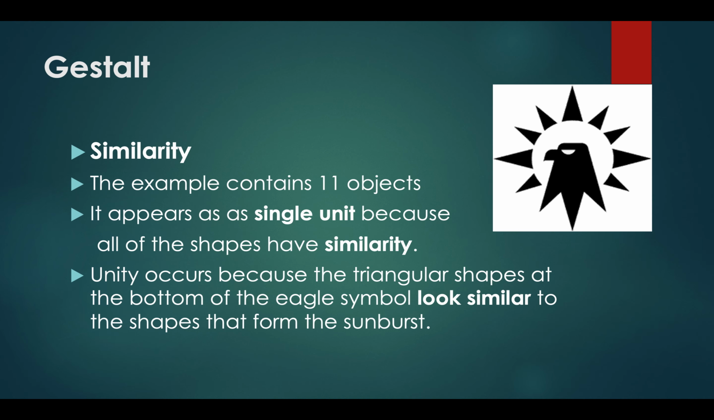Another example here is this logo that's got a sun and an eagle. Now, you could say that there are 11 different objects here, but you probably see a sun and an eagle. Now, there's a similarity between the way that the bottom of the eagle is formed with those 3 triangles that protrude out and the triangles that form the sun. Because of that, we pull it all together into one image. We're going to talk in a moment about why we see all the other different triangles in the form of a sun there. But overall, we put the eagle together with the sun because they are similar.